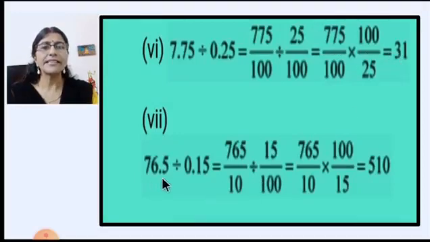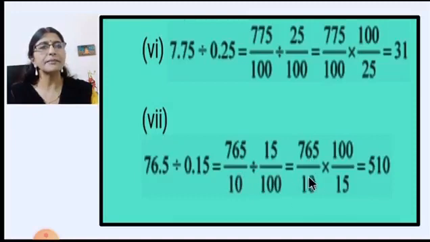Now next one, 76.5 divided by 0.15. Same method, we'll convert it into fraction. You will get 765 upon 10 because there is one decimal place, so it will be multiplied by 10, numerator also by 10, denominator also by 10. Divided by 15 upon 100 because two decimal places are there. So 15 upon 100. And then this we will write as it is, 765 upon 10.